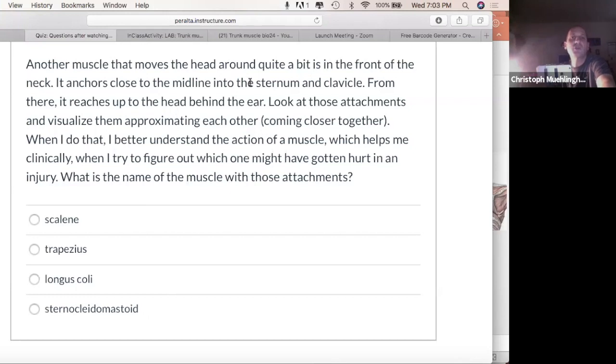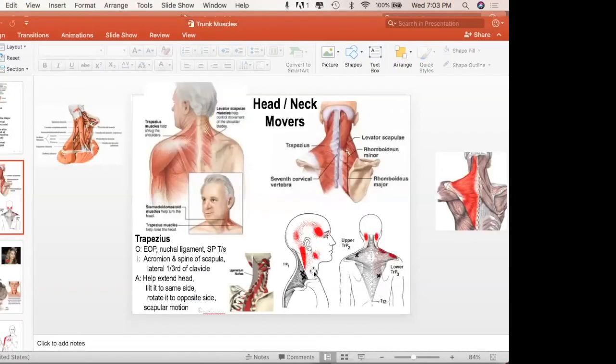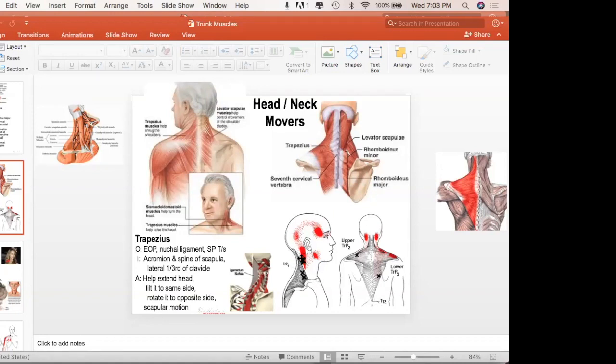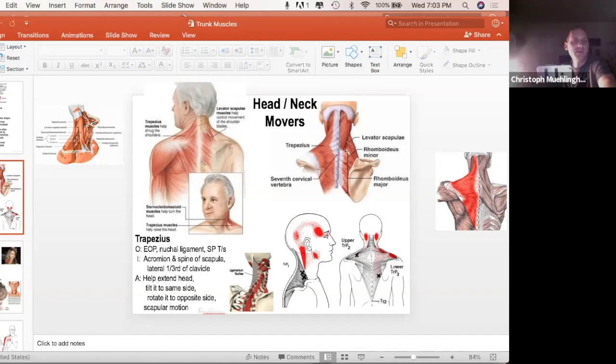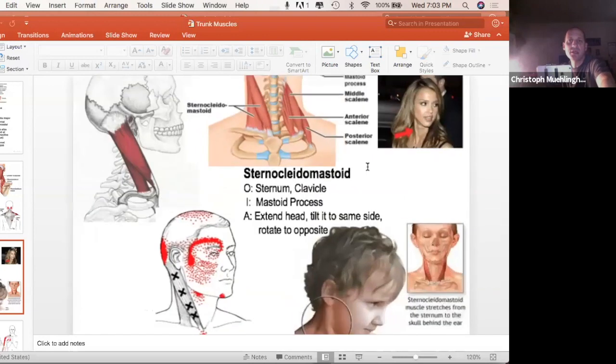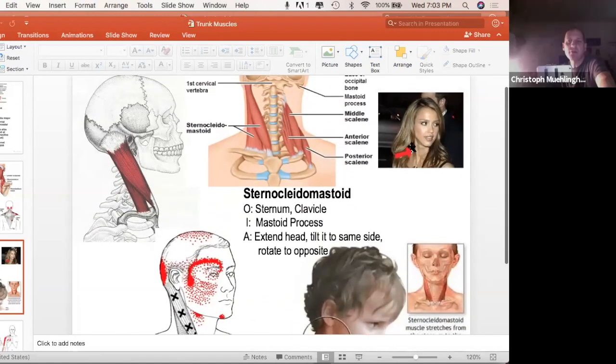It's attached from the sternum and the clavicle to behind the ear. So that's sternum here in the front and clavicle, and then behind the ear is here. So it's one muscle that goes in this direction like that. So that's this one right here. See that right here? That one. So when you look at somebody, you can often see it sticking out in the front. You see that?